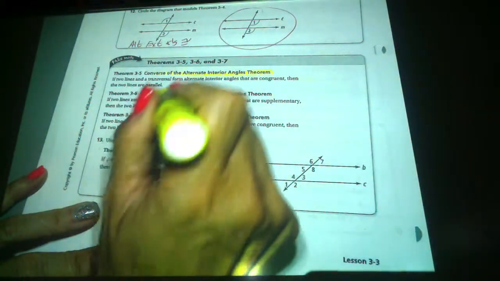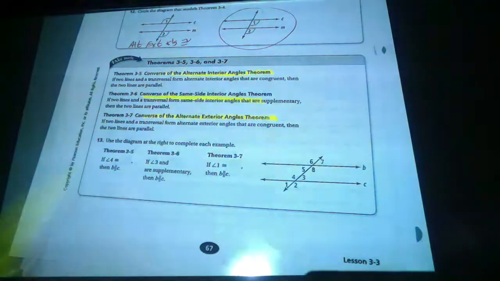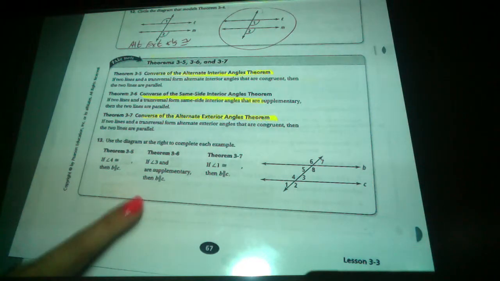All right, look at 3.5, 3.6, and 3.7. So this is the converse of the alternate interior angle, same side, and alternate exterior angle. So they're all saying the same thing. And here is your shorthand notation. So look at the picture.